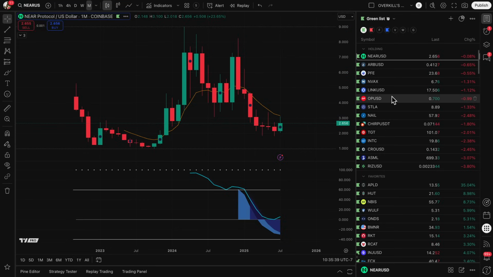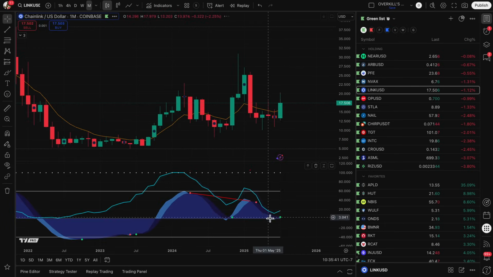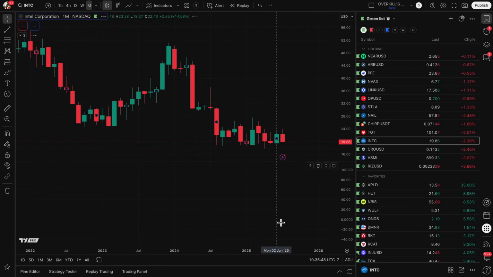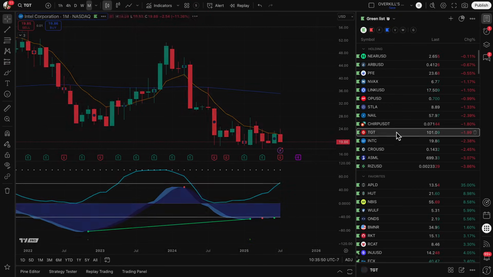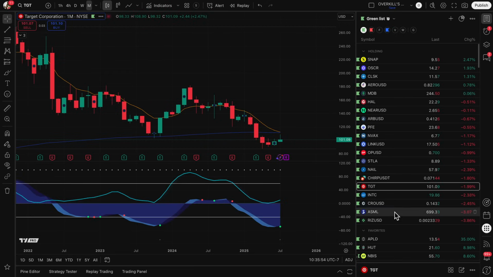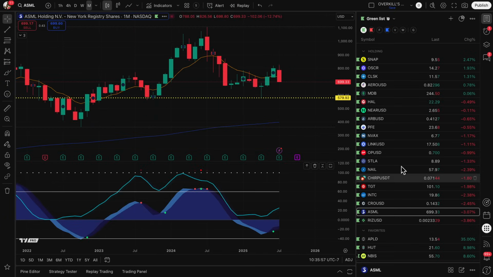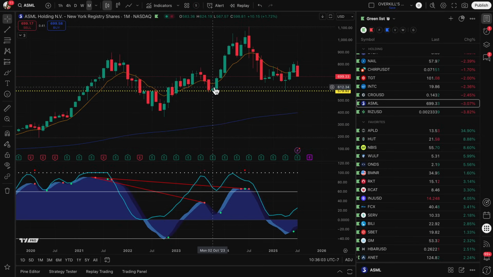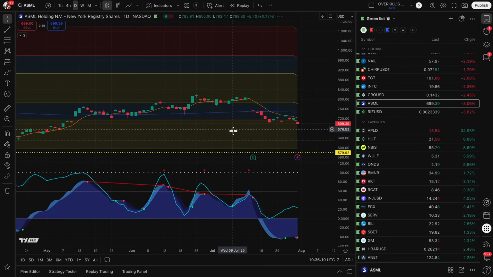The green dot on the monthly chart. So if you look at something like Chainlink, green dot on the monthly chart. We're actively looking to buy Chainlink right now. CRO, green dot on the monthly chart. Intel, green dot on the monthly chart. Target, green dot on the monthly chart. So in looking at these names, ASML, green dot on the monthly chart, after we get the monthly confirmation, because again, the green dot on the monthly represents that we're going up for 1 to 6 months, what we want to do is zoom into the daily.